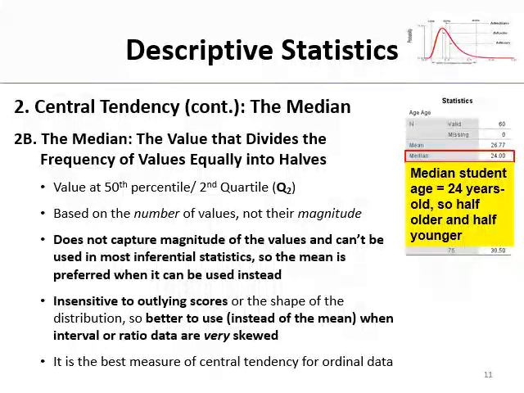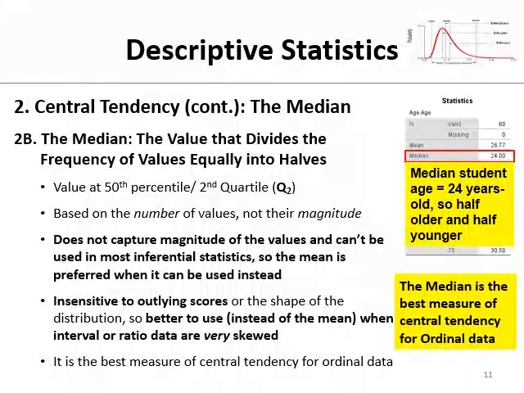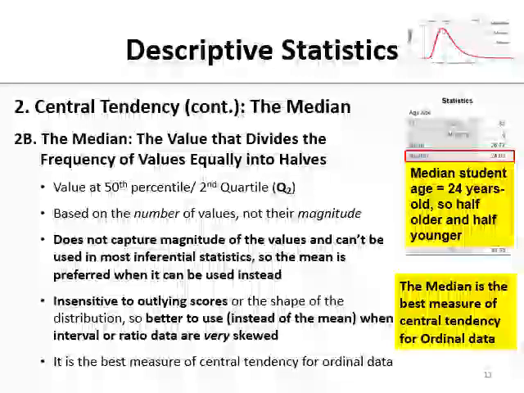So the median is the best measure of central tendency for ordinal data. So remember that. Mode is for nominal, median is the best for ordinal.